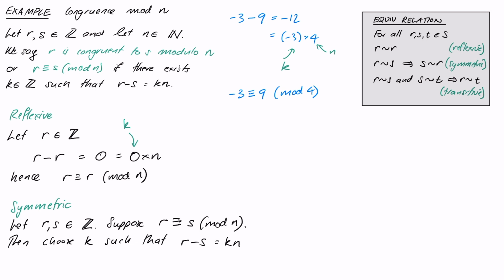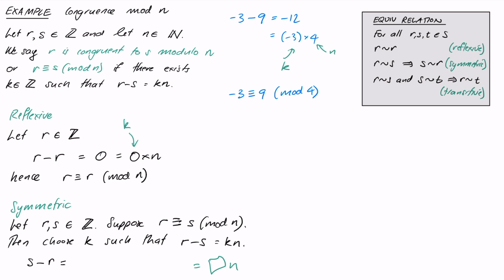What we want to show is that s is also therefore equivalent to r. So that means we want to look at the opposite way around. We want to look at s minus r. So s minus r, we want to express that. Again, the goal here is to do some steps and show that that equals something times n. So let's see if we can make that happen.